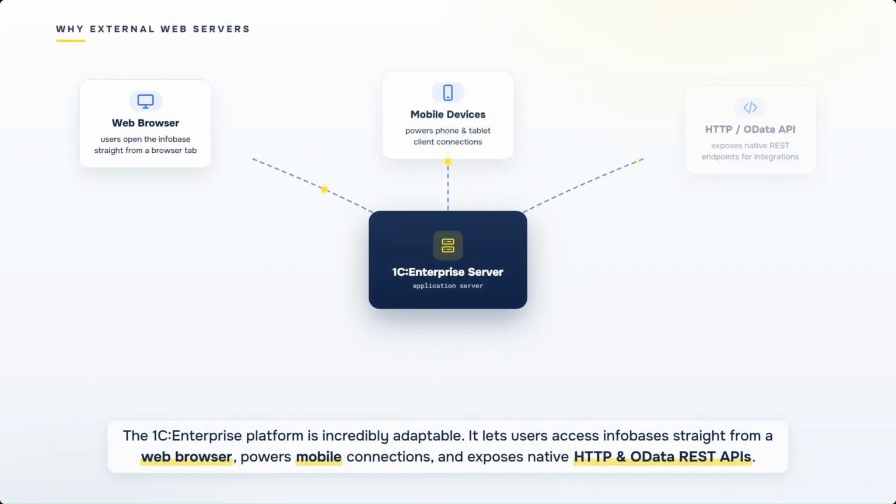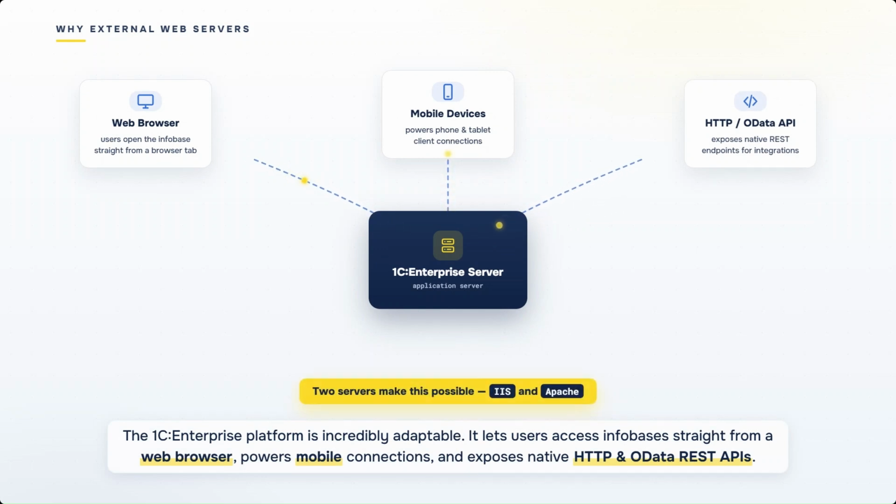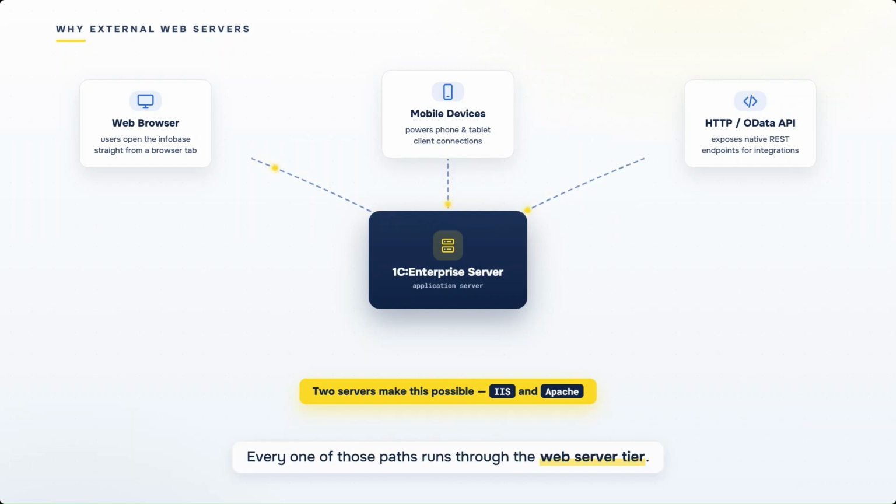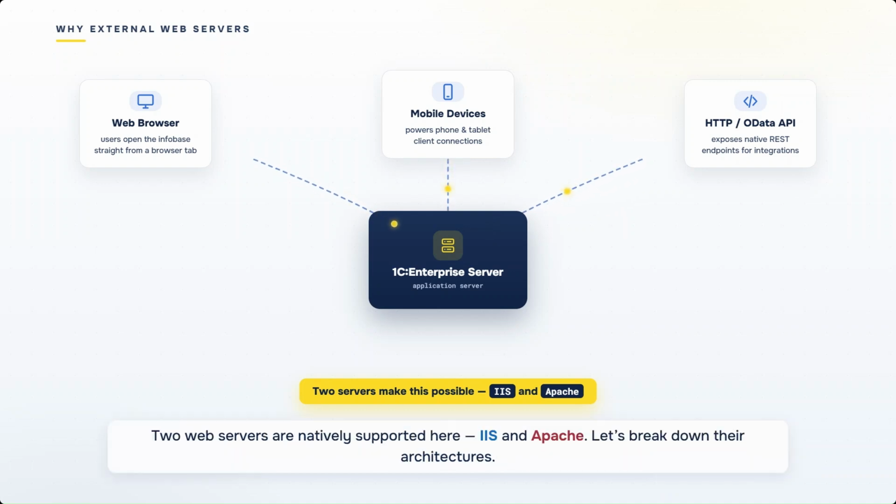The 1C Enterprise platform is incredibly adaptable. It lets users access infobases directly through a web browser, powers mobile device connections, and exposes native HTTP and OData REST APIs for external integration. Every one of those paths runs through the web server tier. Today, we'll explore the two major web servers natively supported by the platform, IIS and Apache, and break down their core features and technical architectures.